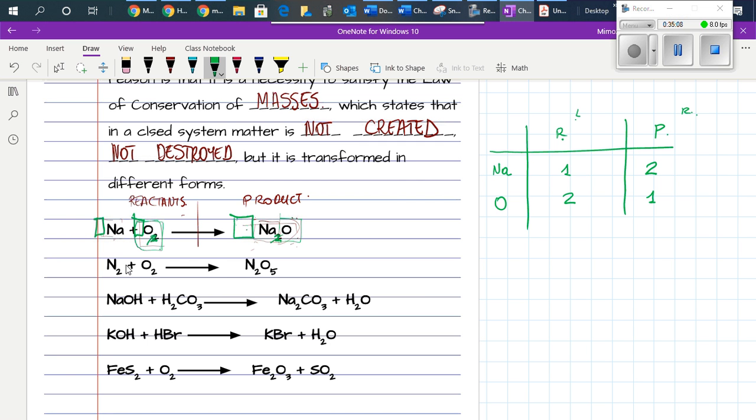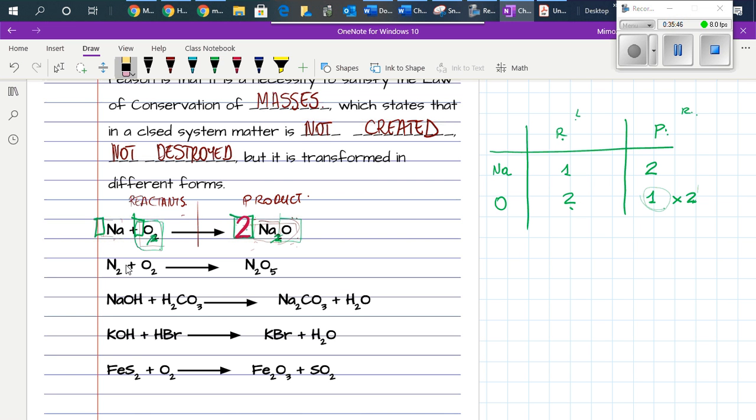So now the question is, what do I have to do to 1 oxygen here to make it 2? I have to multiply this by 2. So what I will do is go to the product side, and in front of the compound that has oxygen in it, I will add a 2. This is what I mean by adding the coefficients.